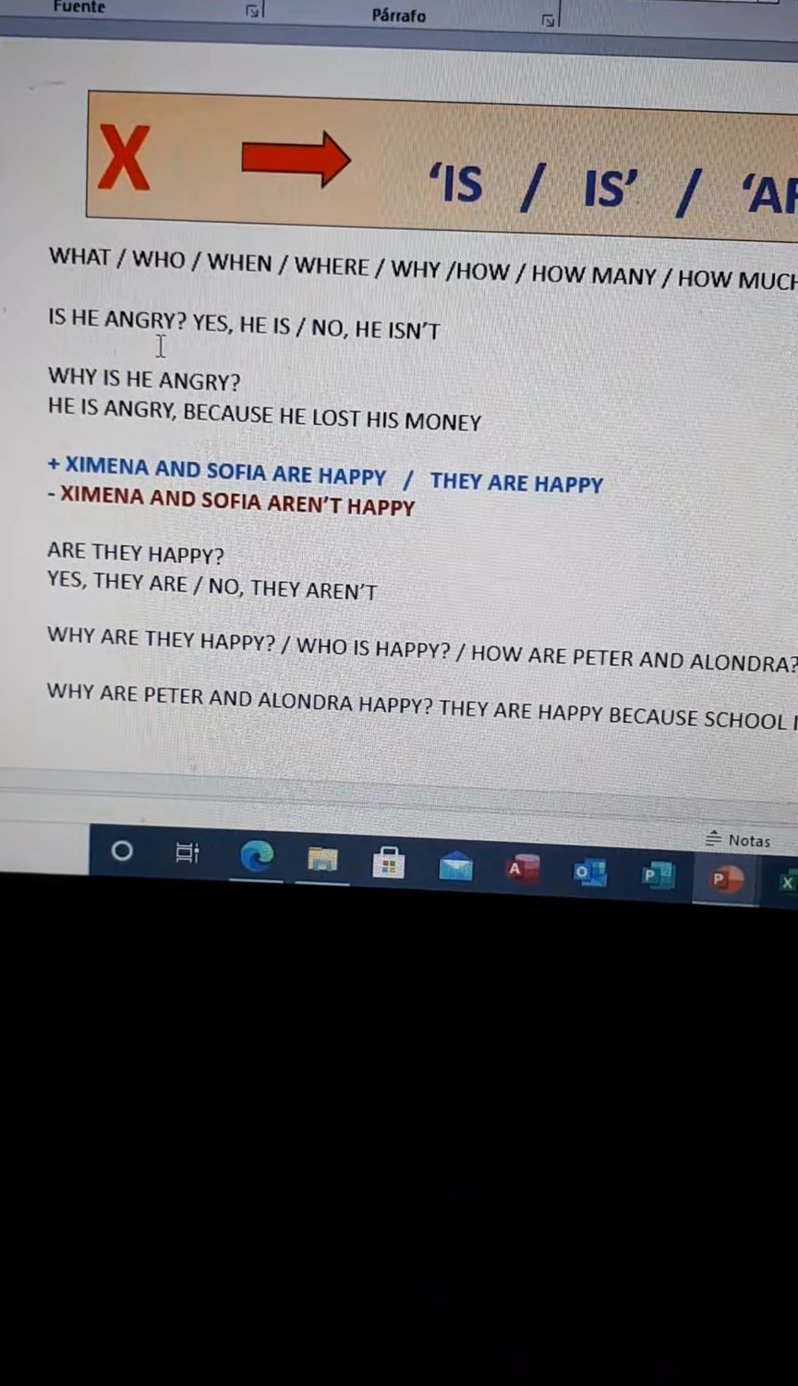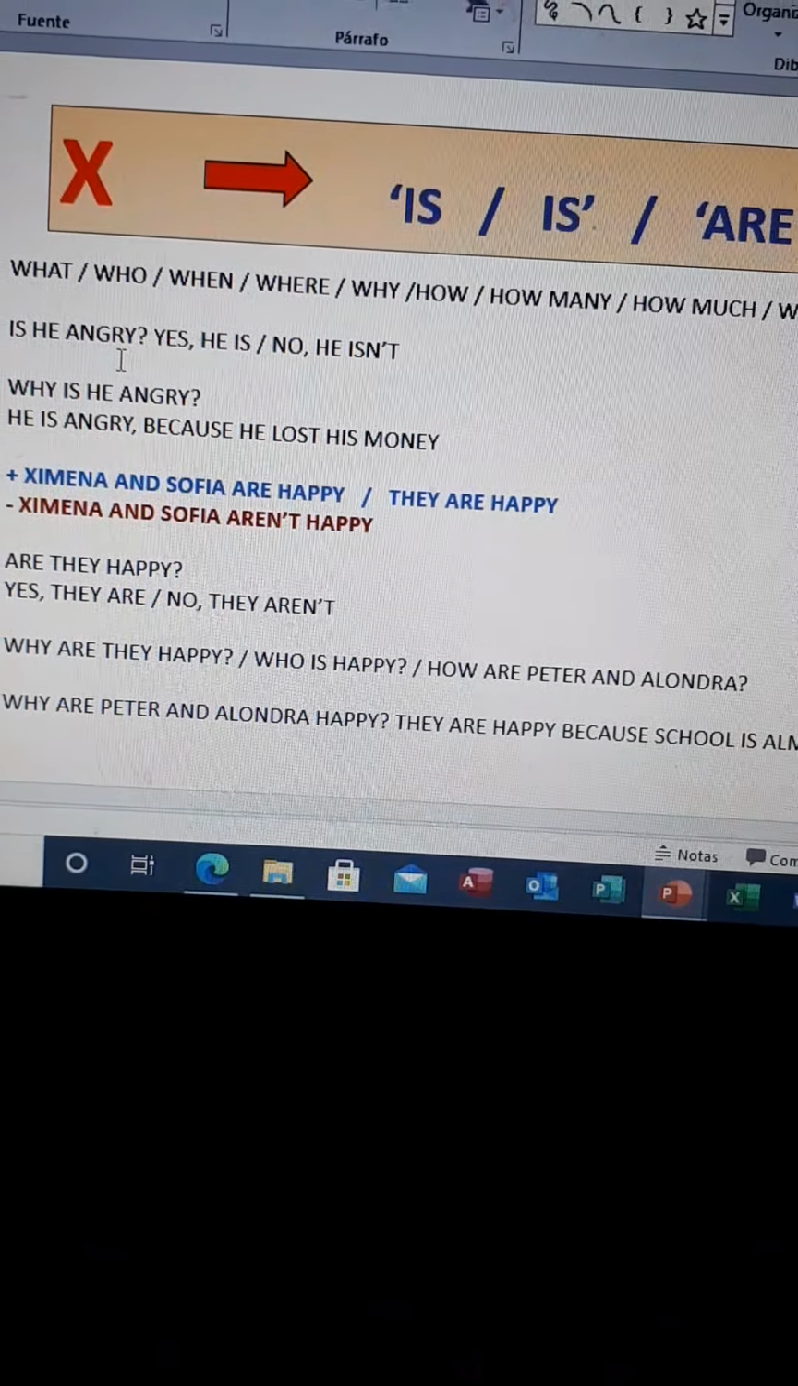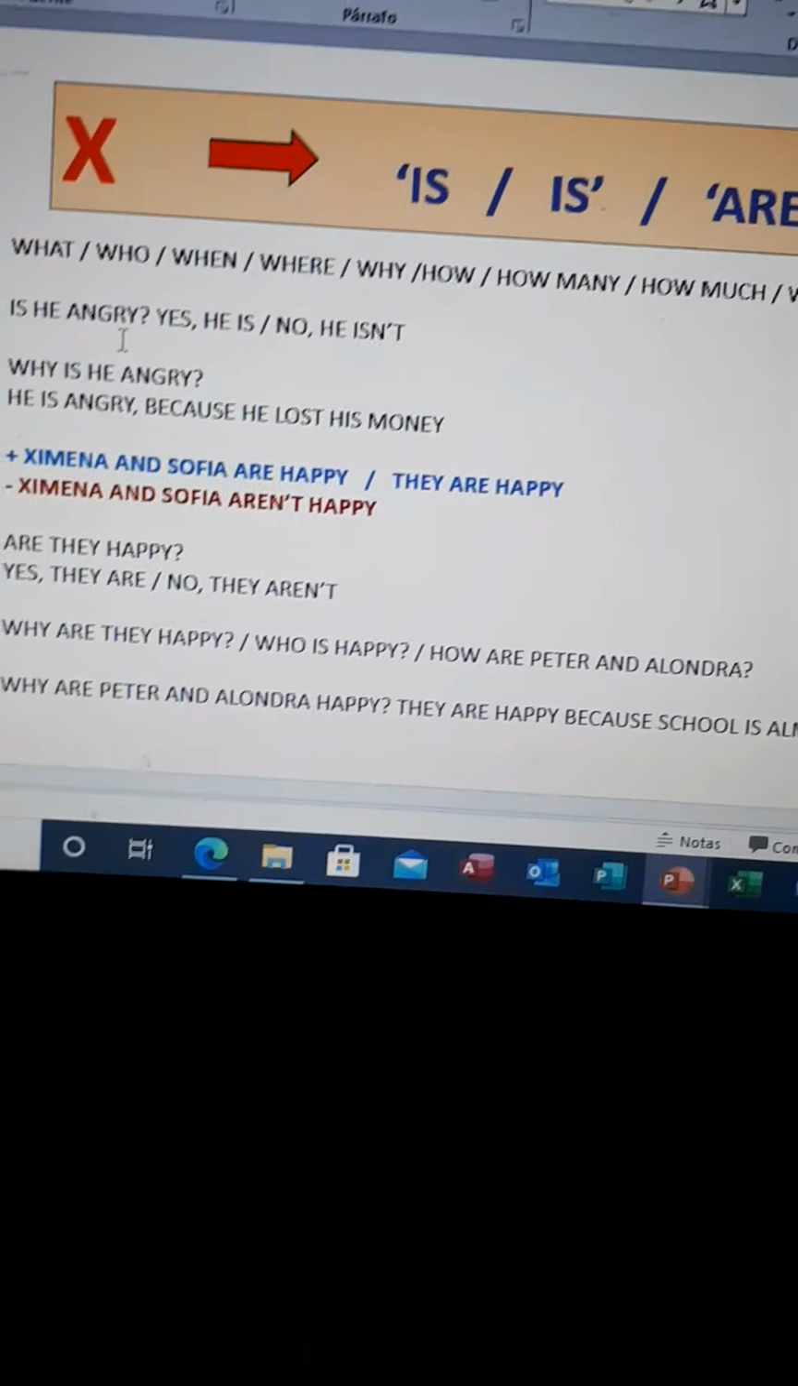Or we can have, for positive, Jimena and Sofia are happy. Or instead of using Jimena and Sofia, we're using they. They are happy. For negative, Jimena and Sofia aren't happy. Or we can say they aren't happy. It's the same. Now, are they happy? Yes, they are. No, they aren't.